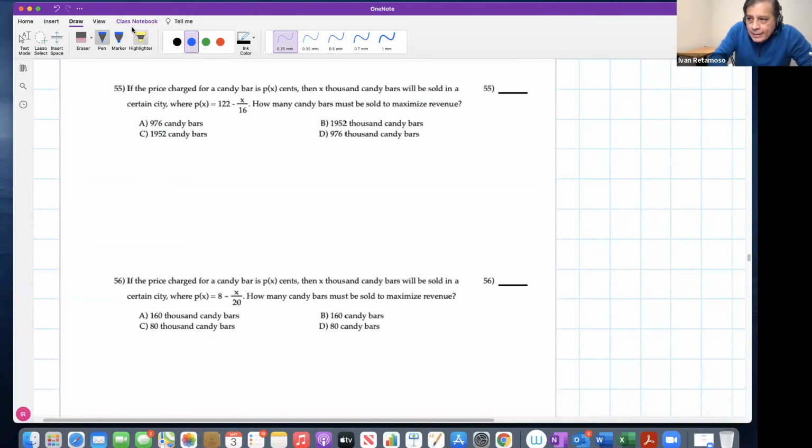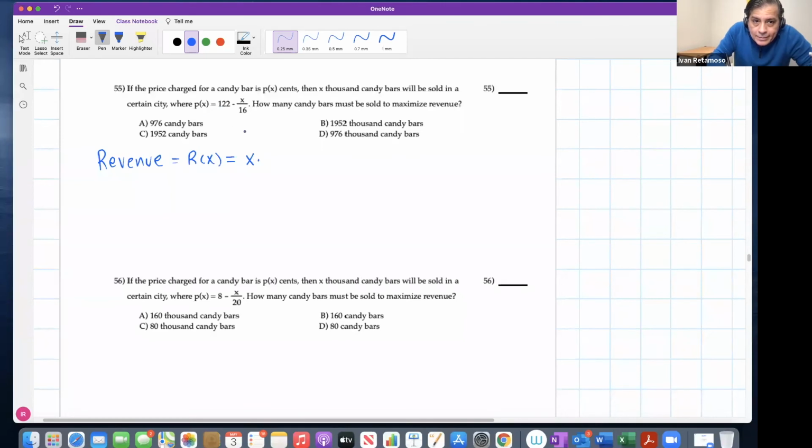All right, so let's start by finding out what is the revenue. Remember, the revenue, represented by R of x, is the money that we get out of selling the items that we produce, right? So if we produce x items, in this case, x is measuring thousands of candy bars, right? If we produce x thousand candy bars, then what we're going to get out of this is x times the price at which we sell each candy bar, right?